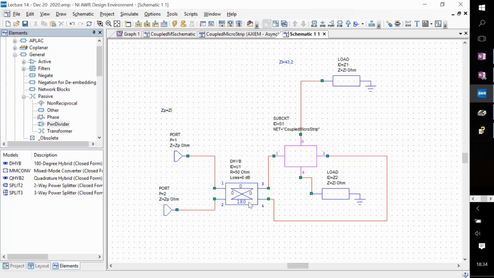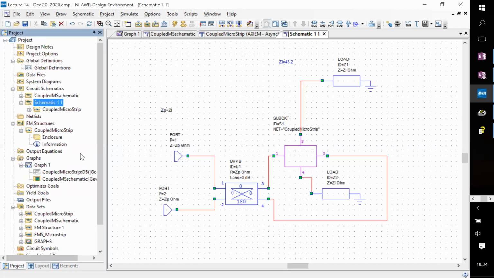And not only that, this 180-degree hybrid also has to be defined in the correct impedance framework. Otherwise, this will not work, because we are using this trick to measure a non-50 ohm type of device so that the reflection coefficients all make sense. So I have to put here also ZP.